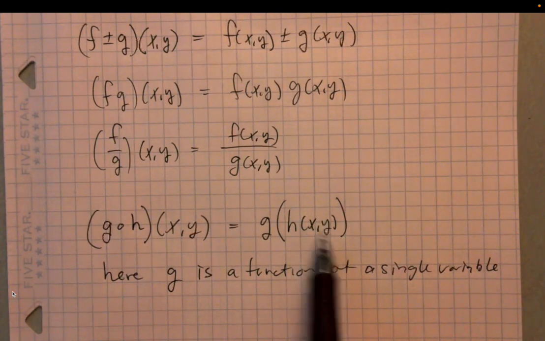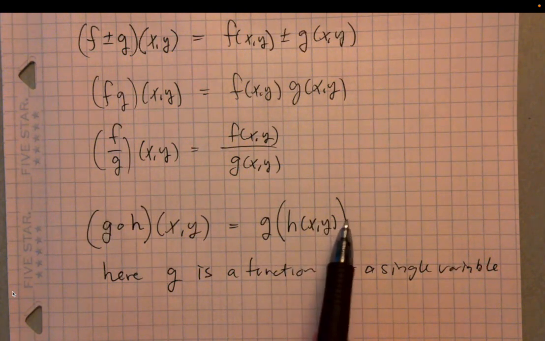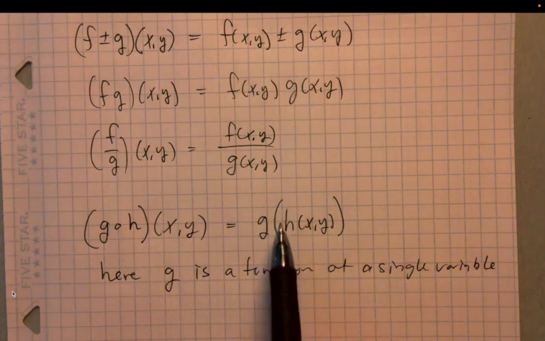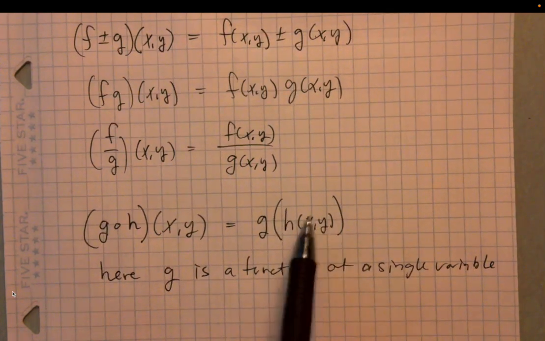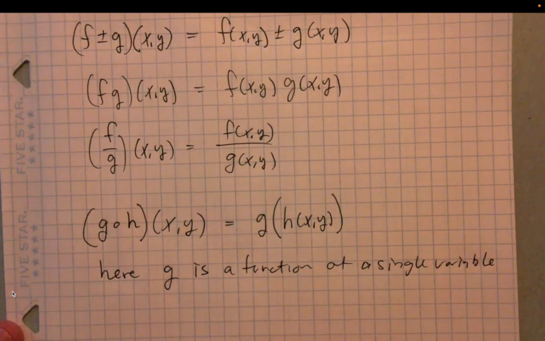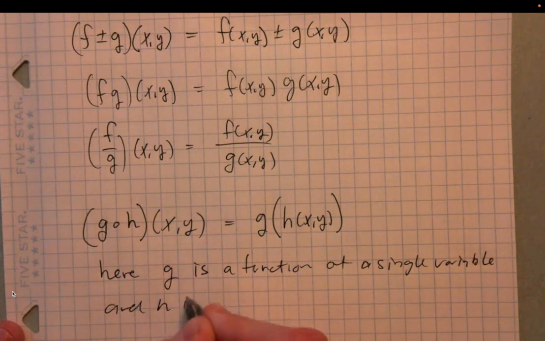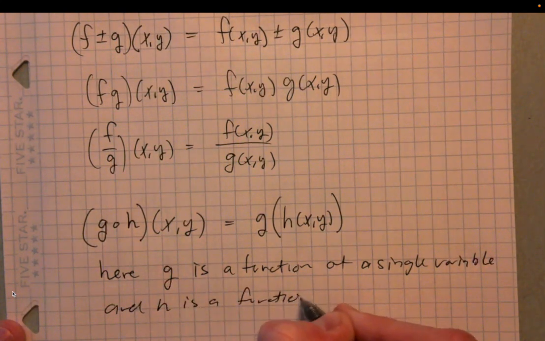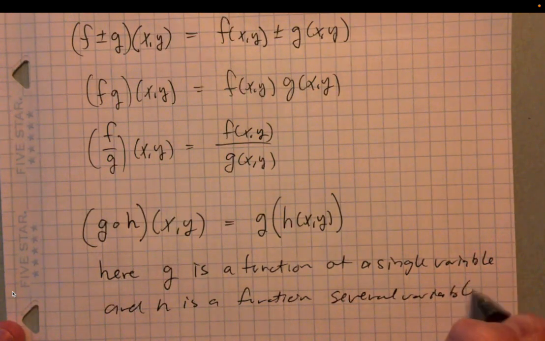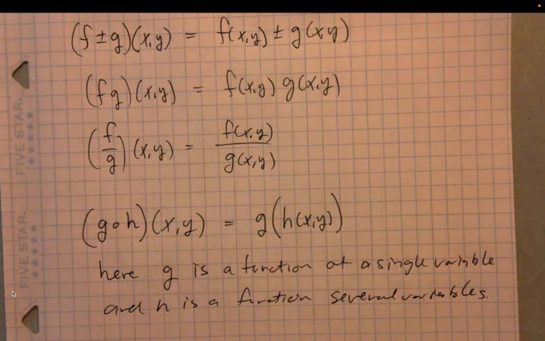Right, and now hopefully that makes sense. If I plug an x and a y into h, I'm going to get one number out of it. So I don't get two numbers to then plug into g. When I evaluate h, I get a single number, and that single number can be plugged into g. And so composition works like this, where g is a function of a single variable, and h is a function of several variables. It doesn't have to be just x and y. It could be x, y, z. It could be a function of 4 variables, whatever. But the function you're going to plug that into has to be a function of a single variable.